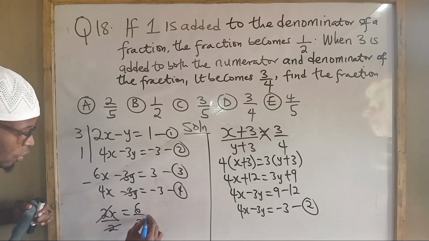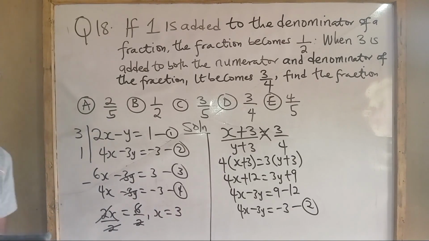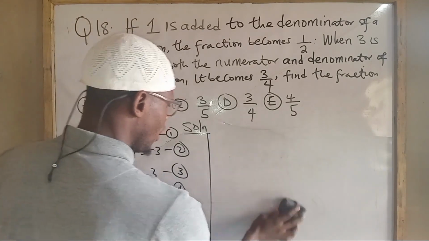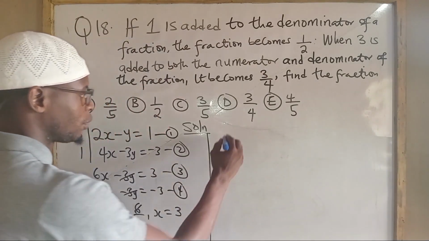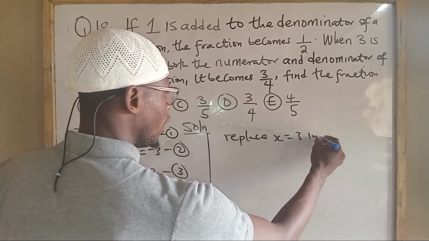So this will cancel out. So x will be equal to what? 3. So we have gotten the value of x to be 3. After that, now we need to get the value of y. So we substitute: replace x equals 3 in any of the equations.